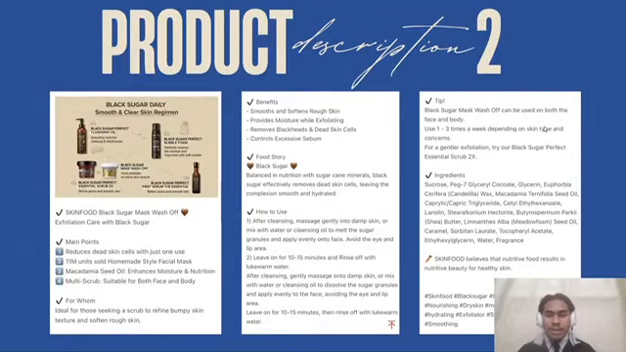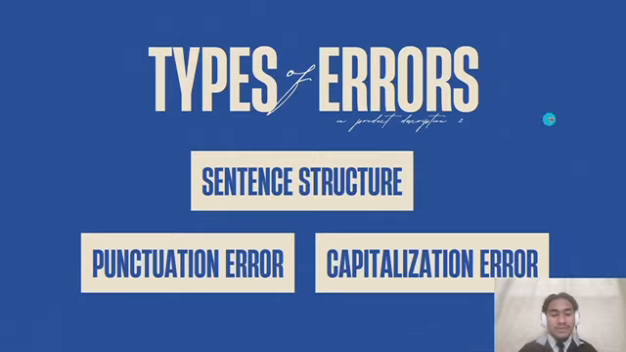Alright, so to continue our second product description, without further ado, we spot 3 types of errors out of 20 errors in the product, which are sentence structure, punctuation, and capitalization errors.